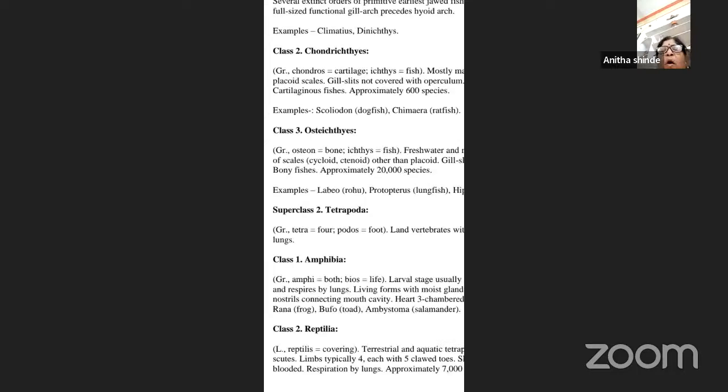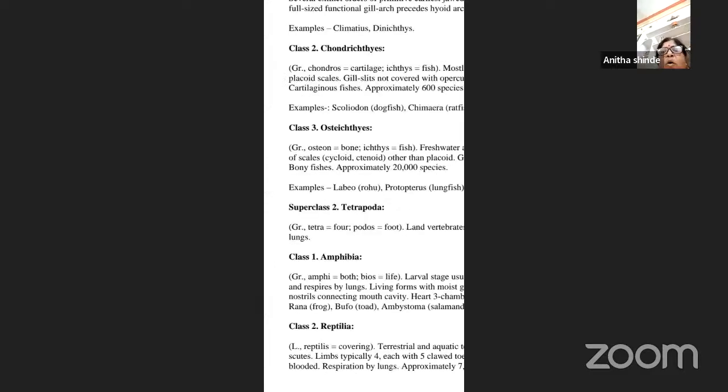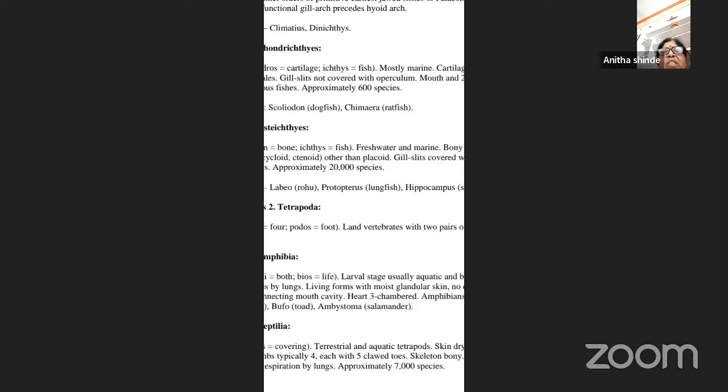The gill scales are covered with operculum. Males are present without claspers, and they are bony fishes. It includes about 20,000 species. Examples you can take: Labeo, commonly called rohu, Protopterus, that is lungfish, and Hippocampus, that is called seahorse. So this is about the superclass Pisces.